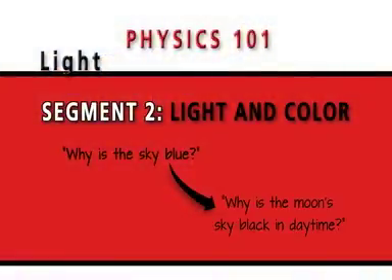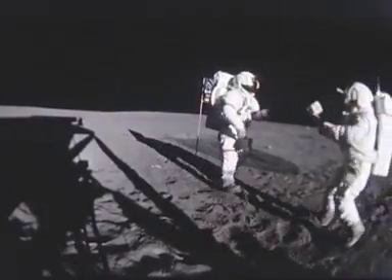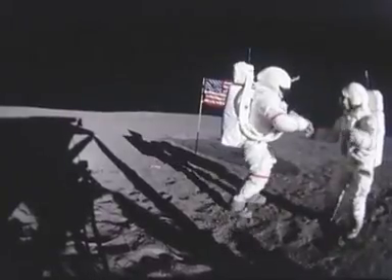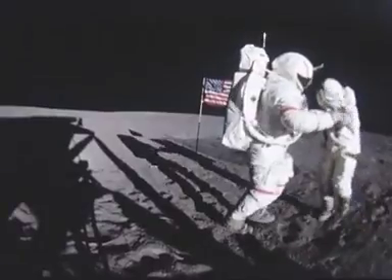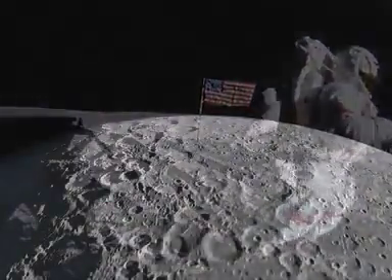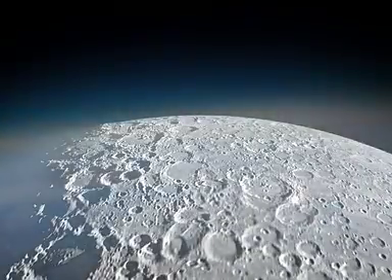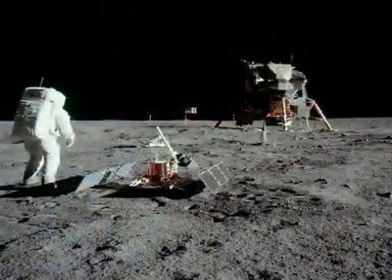Why is the moon's sky black during the daytime? When astronauts were on the moon, it was on the sunny side during the moon's daytime. Then why is the sky always black? It's because there is no atmosphere on the moon to scatter the light. If the moon had an atmosphere around it, it would look like this. And from the ground, the sky would look like this.